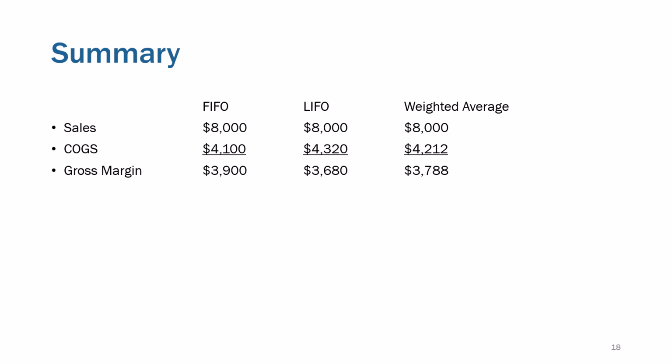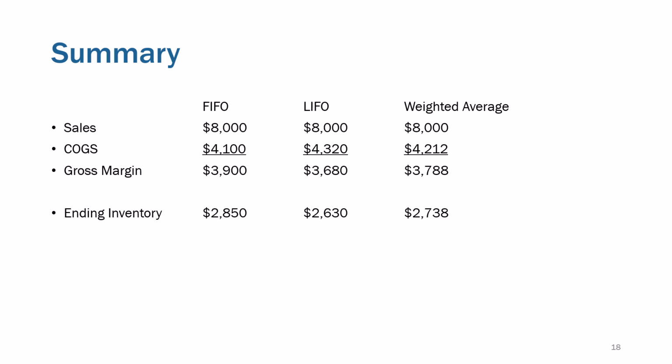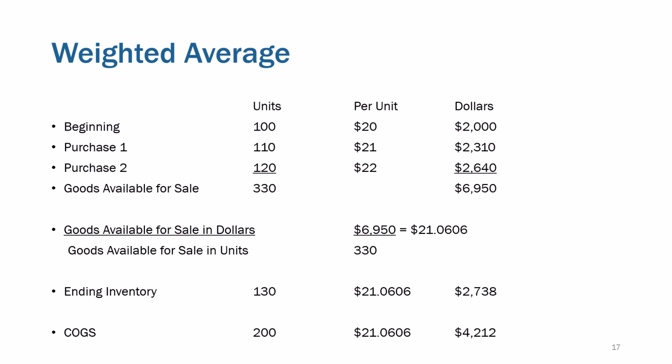So the gross margin under FIFO is $39.50, LIFO $36.80, weighted average $37.88. Ending inventory from our previous three slides: $28.50, $26.30, and $27.38. Now we look at that. Part of what I want to illustrate here is that prices were increasing. If we go back right here, prices are increasing from $20 to $21 to $22, so the beginning versus purchase one versus purchase two, prices are increasing.